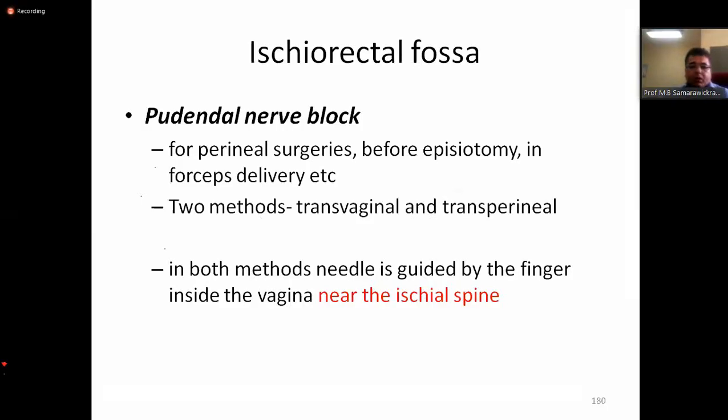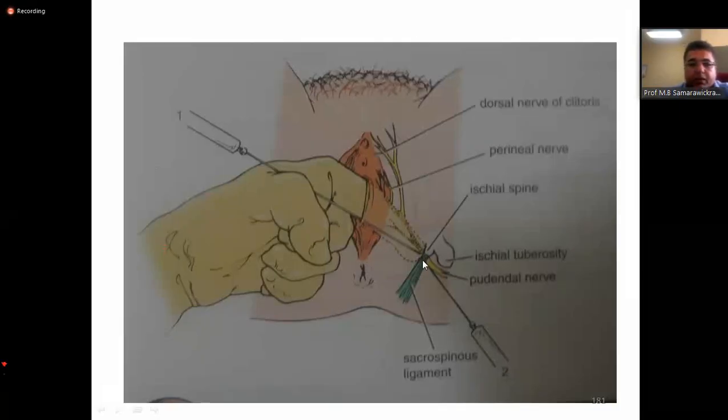And pudendal nerve block: this is a nerve that supplies your perineal structures, and it can be blocked by two methods, transvaginal and transperineal. In both cases, the nerve is guided by the ischial spine. So you feel the ischial spine, keeping the finger within the vagina, and insert the needle through the vagina or through the skin near your fingertip and infiltrate the anesthetic solution. Right.